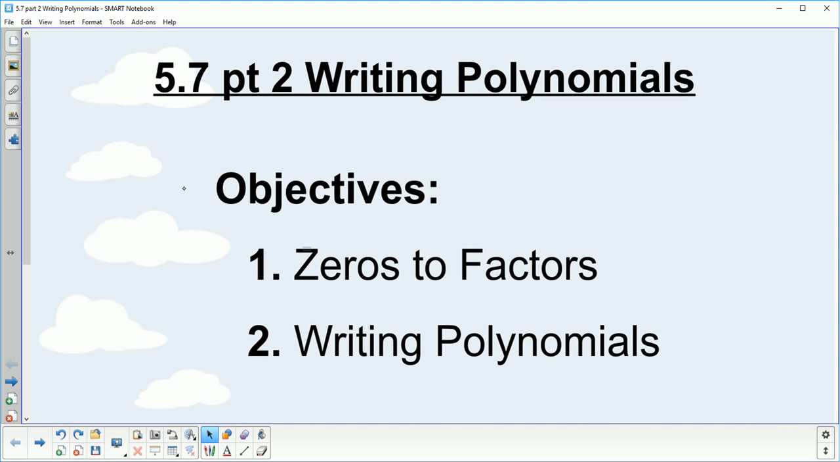Okay, Common Core Algebra 2. So today we're going to look at 5.7 Part 2, which is all about writing polynomials. Okay, now it's basically the opposite of what we've been doing.